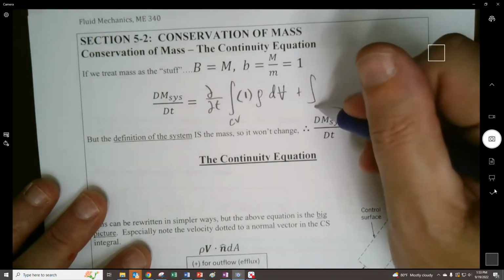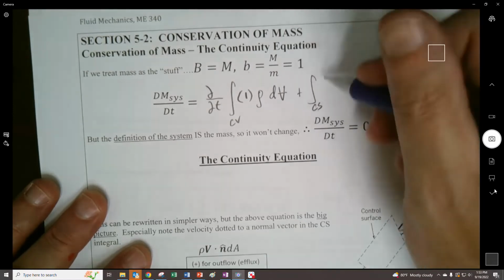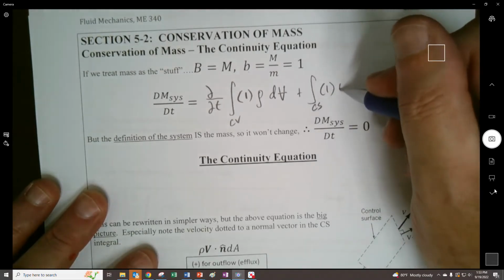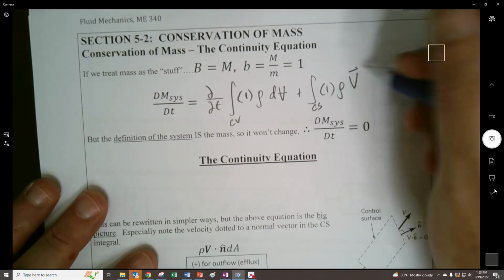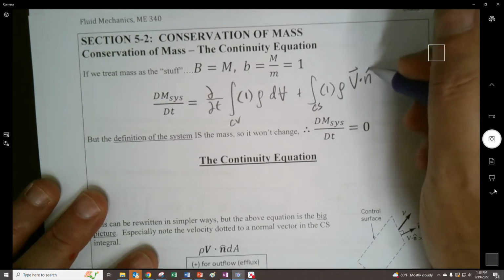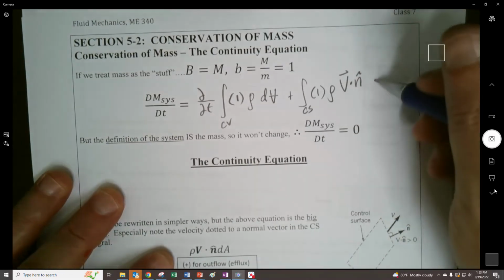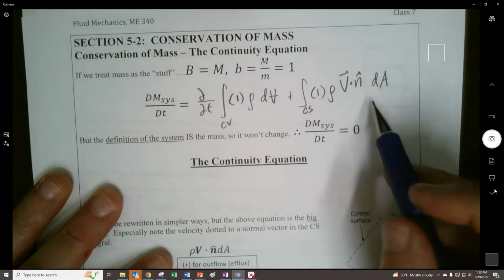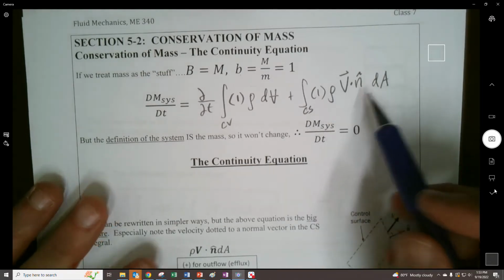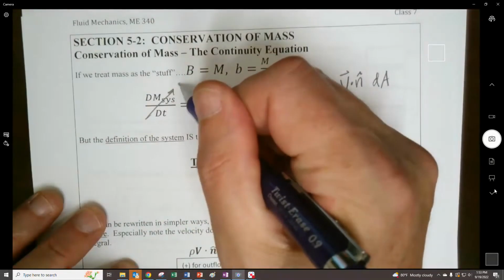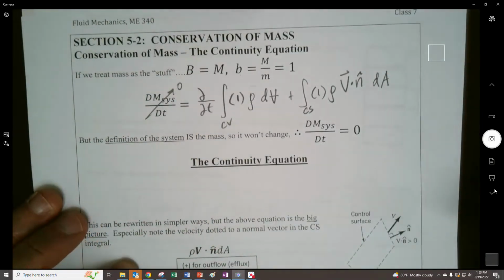And over here, here's the integral as they're passing in the control surfaces where the little b is 1. And then we're going to take the density and now the all-important dot product of the velocity and the outward facing normal vector, and we're going to do it over areas right here, right? So by definition, mass is conserved, right? So that's equal to 0.